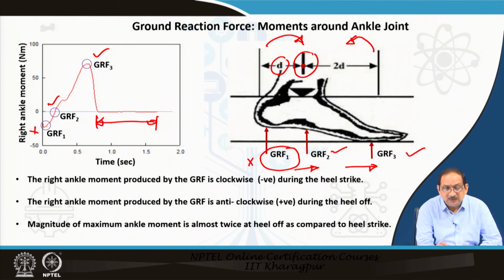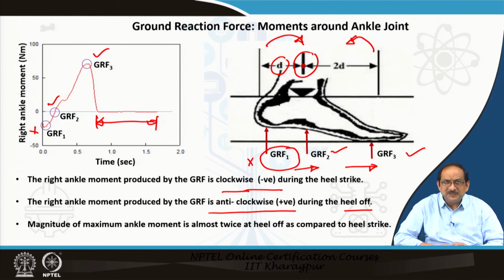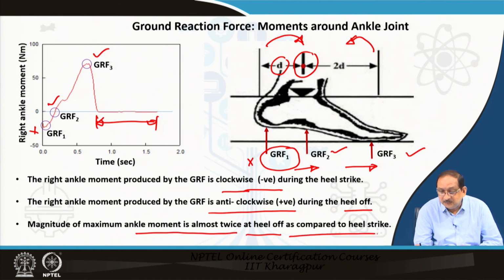So, the right ankle moment produced by the ground reaction force is clockwise, and that is negative during heel strike. The right ankle moment produced by the ground reaction force is positive during heel off. The magnitude of maximum ankle moment is almost twice at heel off as compared to the heel strike, if we consider the distance d and 2d as indicated in the figure.